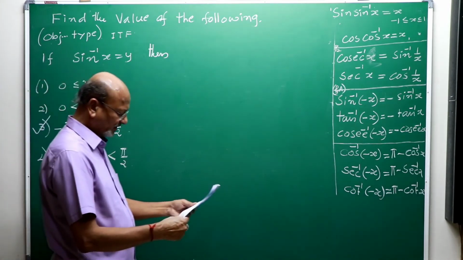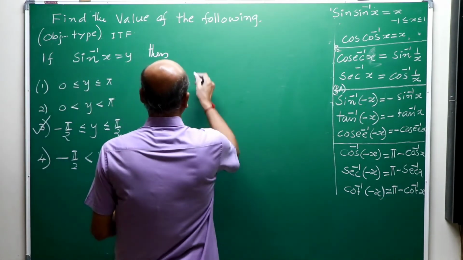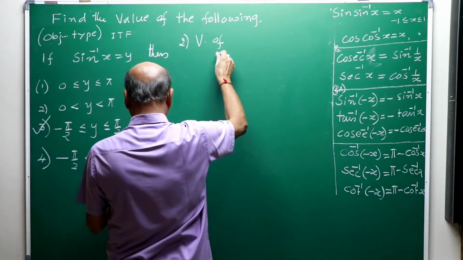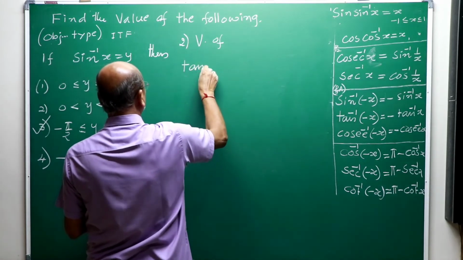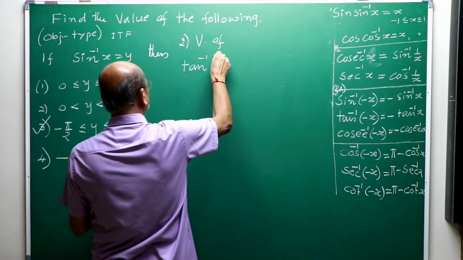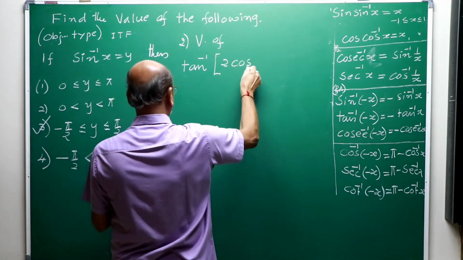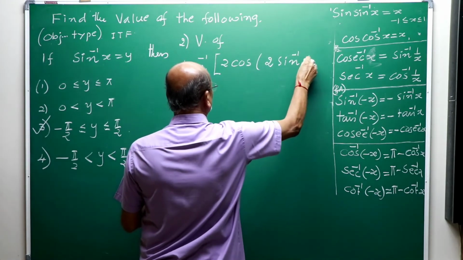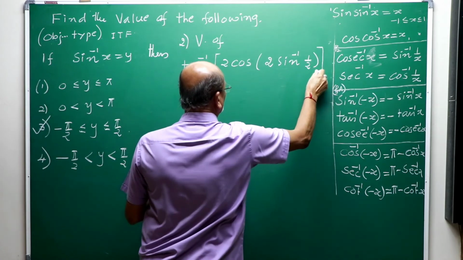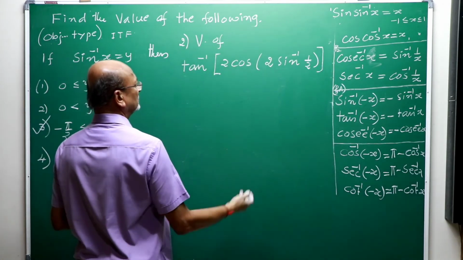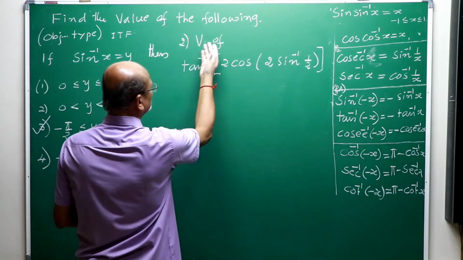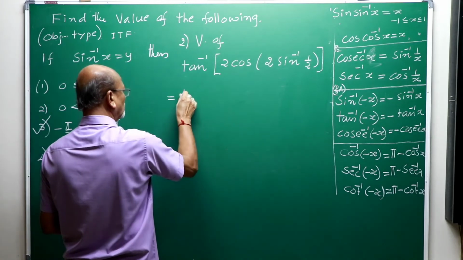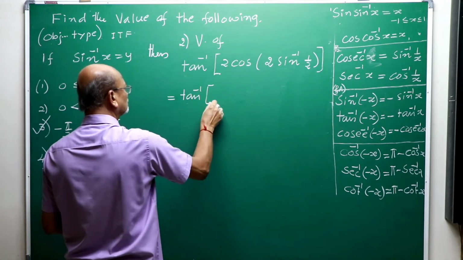Like this, one more is there. This is the second objective. Just one example. Value of tan inverse 2 cos 2 sine inverse 1/2. Sine inverse 1/2. Yes, friends. We can start here itself. Why is it an objective type? First I write in detail. Next, short. Tan inverse 2 cos.